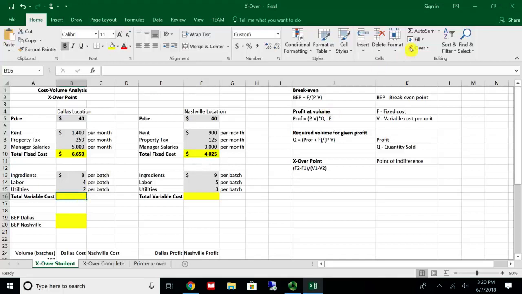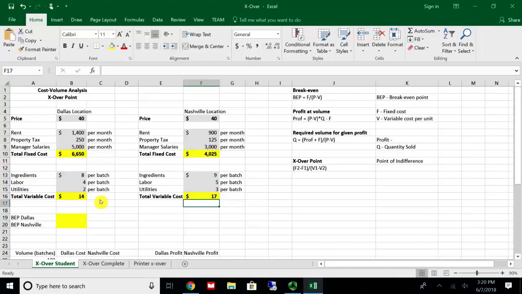So again, we need a total. Let me use auto sum. And I see that in Dallas, it's $14 per batch, and in Nashville, it's $17 per batch.